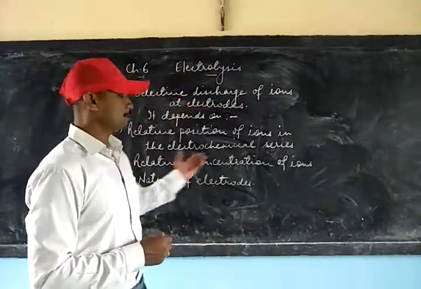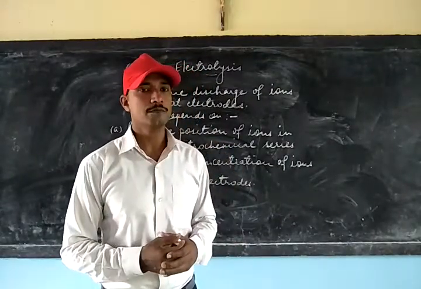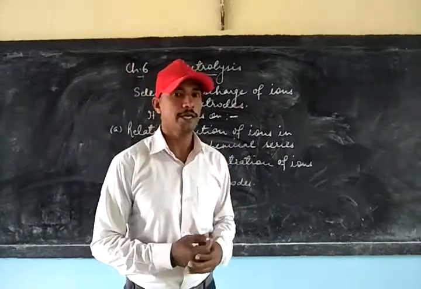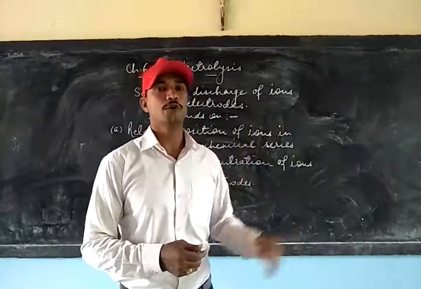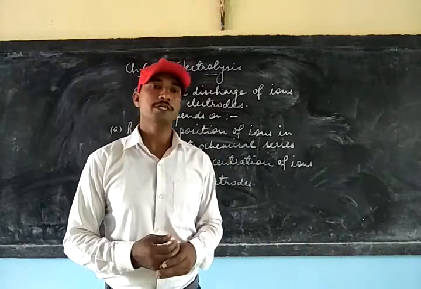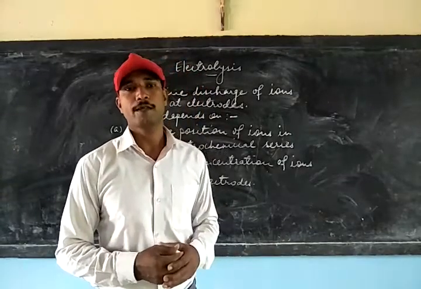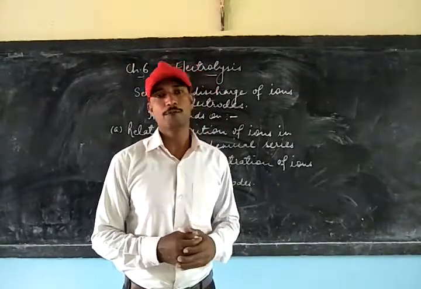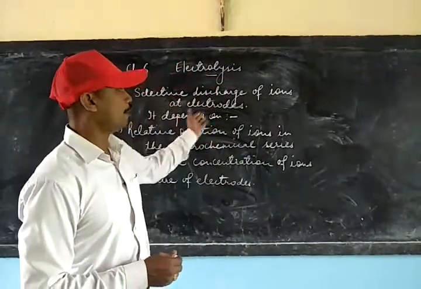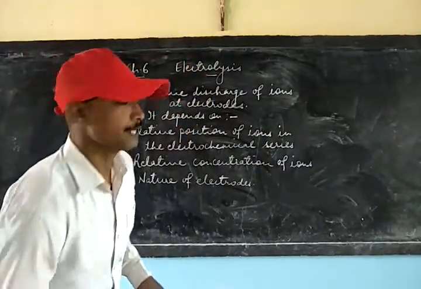And third will be the nature of electrodes. There are two types of electrodes, inert and active electrodes. When active electrodes are there, we are not going to follow the electrochemical series. Instead, we'll see how the discharging takes place when we come to that part of the chapter. So let us first start with the position of ions in the electrochemical series. We'll take one example to understand this.